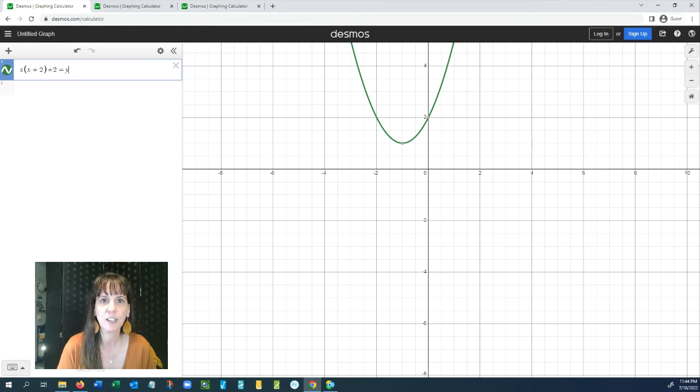Hopefully that helps you understand Desmos a little bit better and understand the different types of solutions we can get when we're graphing quadratics. If you have any questions, let your teacher know. Otherwise, we'll see you next time.